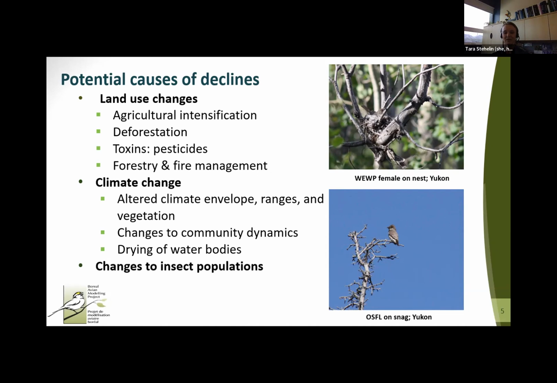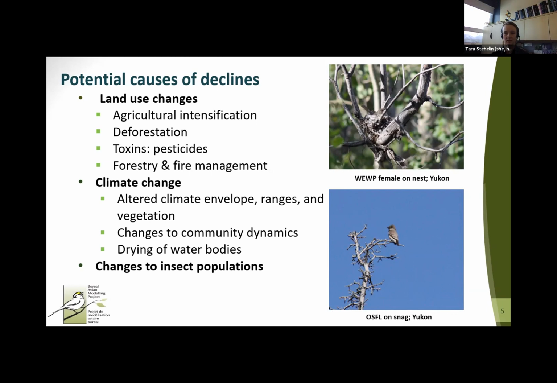So these birds migrate from such a far distance away, they may not receive the right cues that spring is now occurring in the Yukon 2 or 3 weeks earlier. And so they arrive at the wrong time. So the community dynamics are different. And the insects that they rely on to feed their young may not be peaking at the same time they did historically, as well as a drying of water bodies.